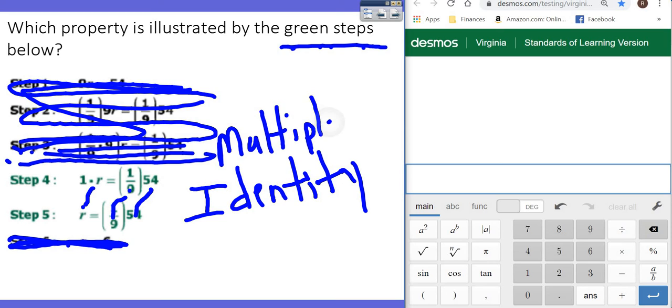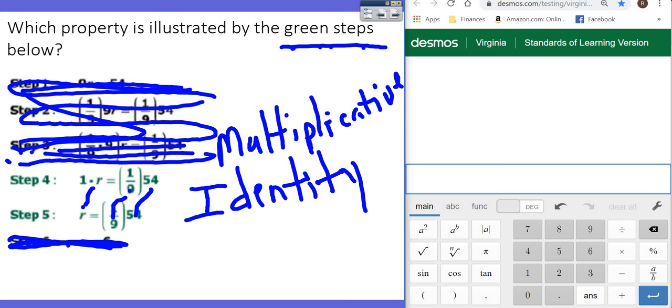Okay, multiplicative, I think. If I spelled it wrong, I apologize. But since you're multiplying, it's a multiplicative identity. If I had added 0 to R, then it would have been the additive identity because I still would have ended up with exactly the same thing, which is R.